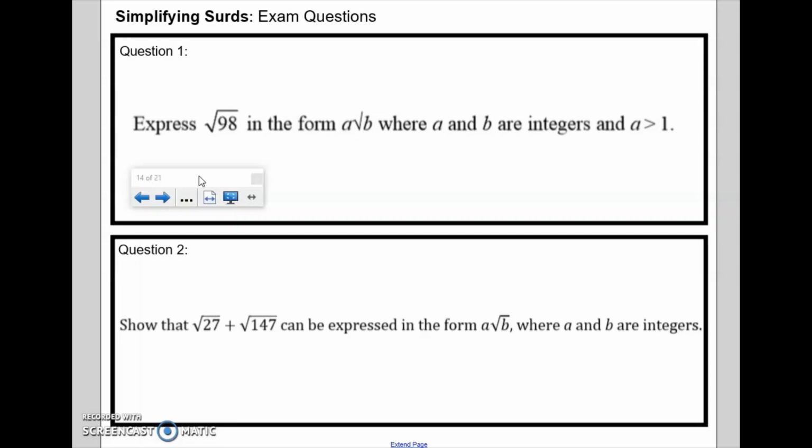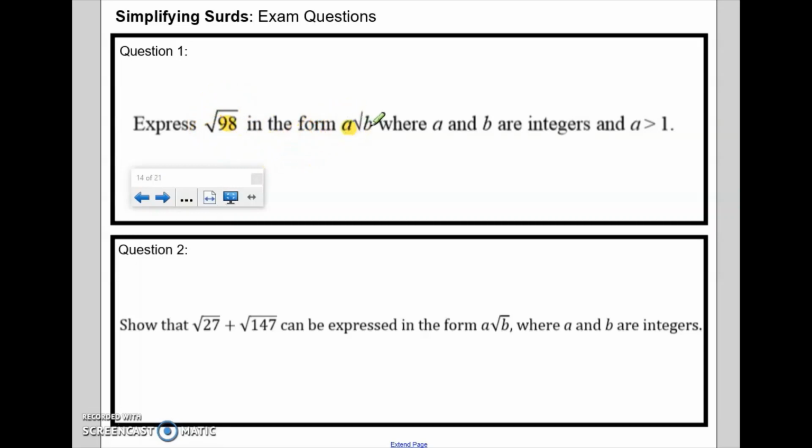Okay, welcome back. In question 1, it asks you to express the square root of 98 in the form a root b, where a and b are integers and a is greater than 1. All of this sentence here is just giving you extra context, extra information that we may not necessarily need. All this question is asking us to do is simplify root 98.